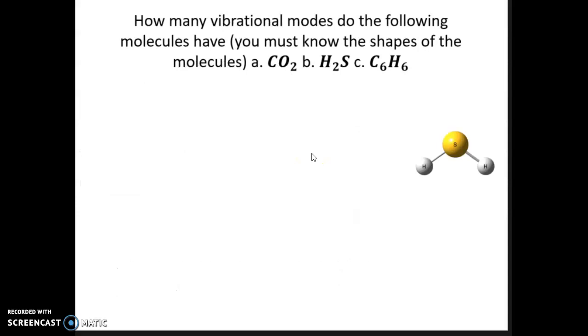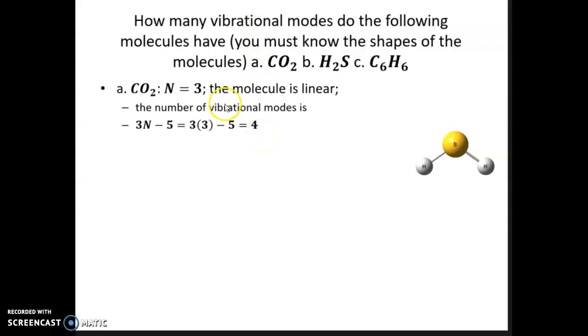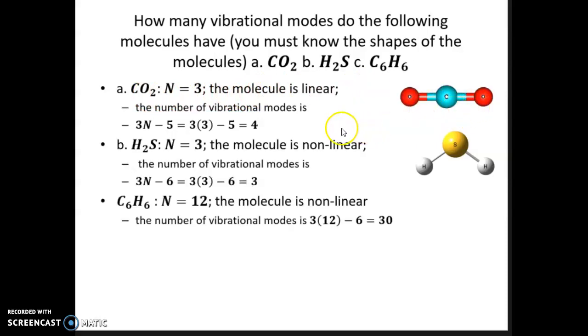So for example, we have to determine the vibrational modes, which are the normal modes, for CO2, H2S, and C2H6. It's important to know the shapes of the molecule. So for CO2, there are 3 atoms, 1 carbon atom, 2 oxygen atoms, and we know that the molecule is linear. So the number of vibrational modes will be 3n minus 5. N is 3, so we substitute 3 into that, then we have 3 times 3, that's 9, minus 5, that's equal to 4.